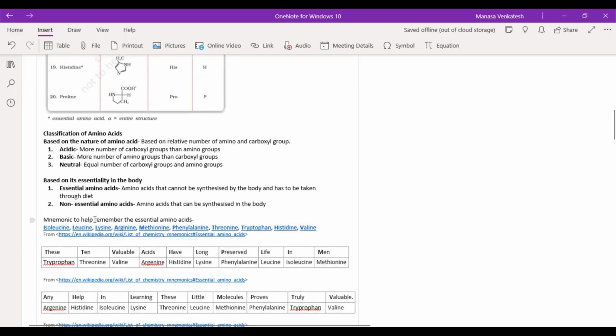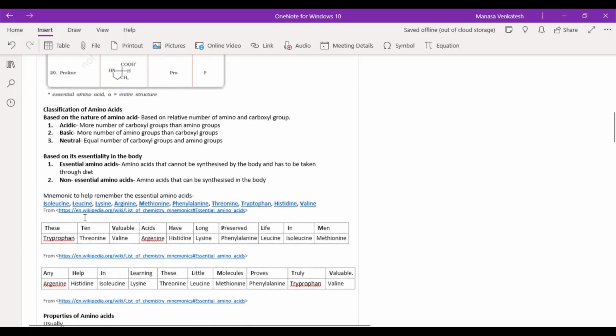So there are various mnemonics to help you remember. First of all, the essential amino acids are isoleucine, leucine, lysine, arginine, methionine, phenylalanine, threonine, tryptophan, histidine, and valine. So these 10 valuable acids have long preserved life in men. In each word, the first letter represents one of the amino acids. Any help in learning these little molecules proves truly valuable.